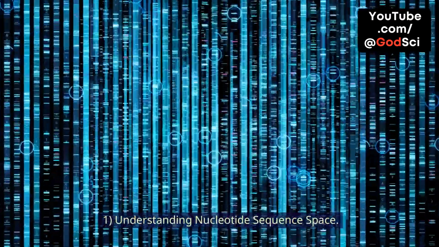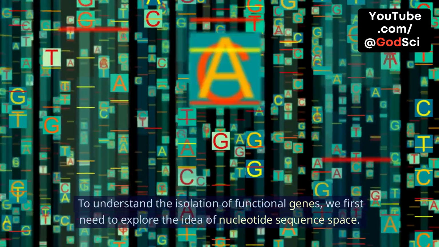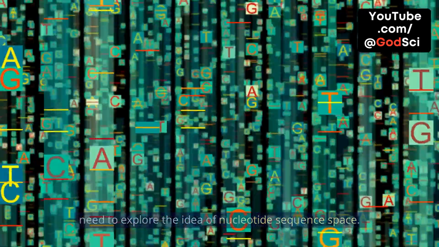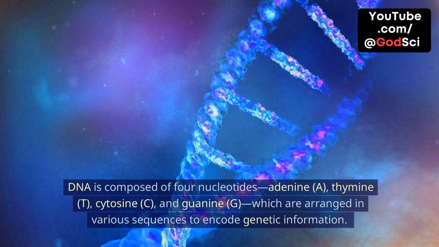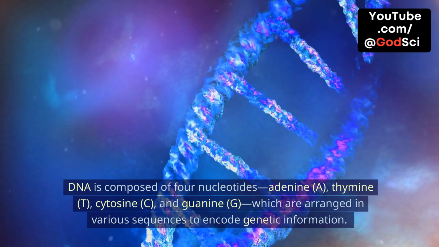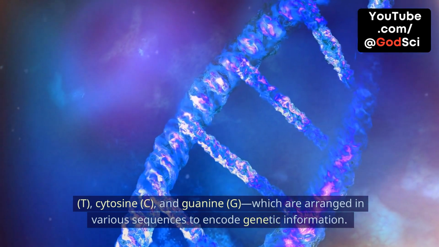1. Understanding nucleotide sequence space. To understand the isolation of functional genes, we first need to explore the idea of nucleotide sequence space. DNA is composed of 4 nucleotides: adenine (A), thymine (T), cytosine (C), and guanine (G), which are arranged in various sequences to encode genetic information.